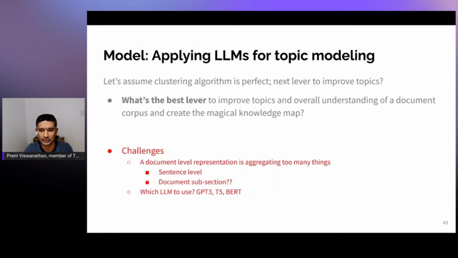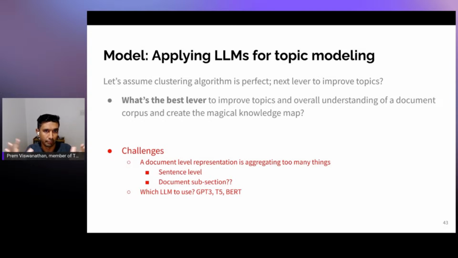When you want to control the language model, often the challenge is that a document level representation is quite often an aggregation of too many things. I'll show you an example. So then the option becomes, what else can I do?